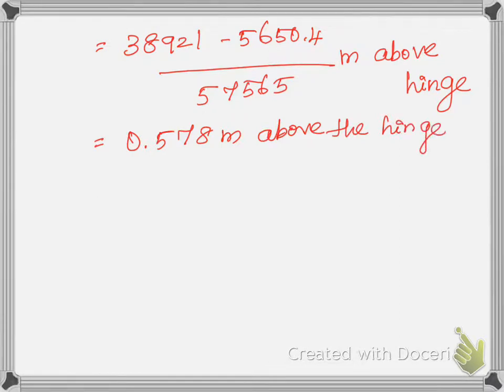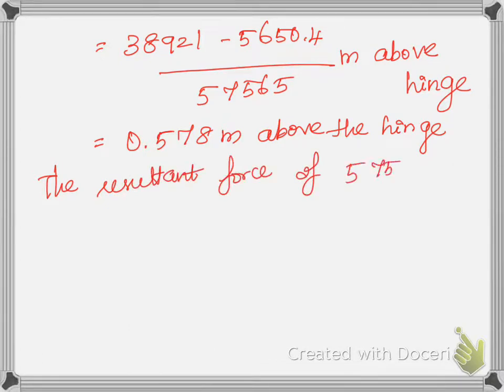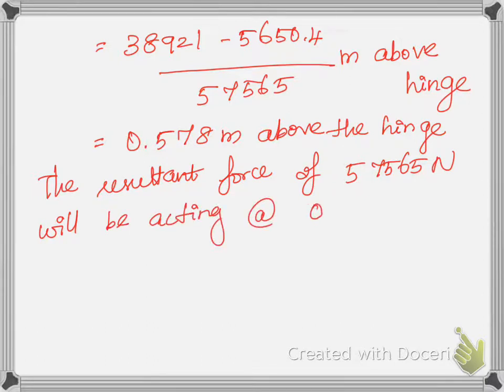So the resultant force of 57565 Newton will be acting at 0.578 meter above the hinge. So we have calculated two parts. Now we have to calculate our third part, that is, they have asked to find also the force acting horizontally at the top of the gate which is capable of opening it.